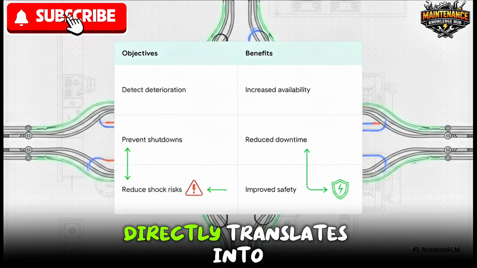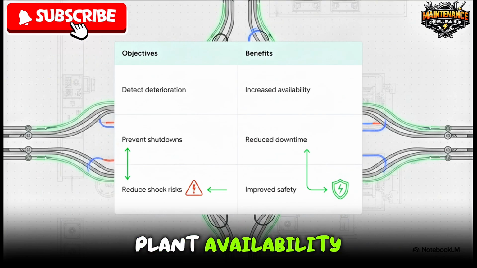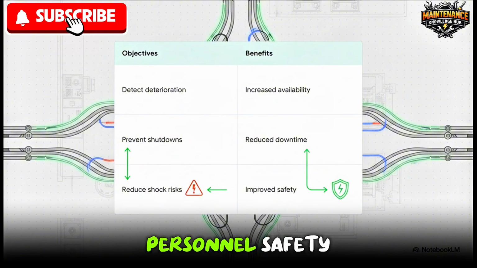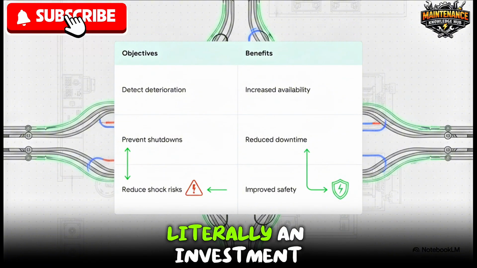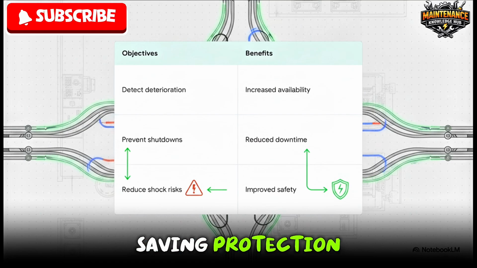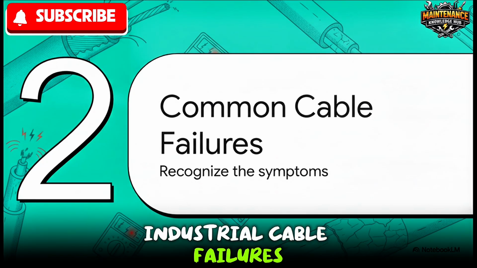And hitting those objectives directly translates into massive benefits for you. You guarantee increased plant availability, you drastically cut down on downtime, and most importantly, you ensure improved personnel safety. Proactive testing is literally an investment that pays out in both cost-saving efficiency and life-saving protection. Moving on to Section 2, common industrial cable failures.